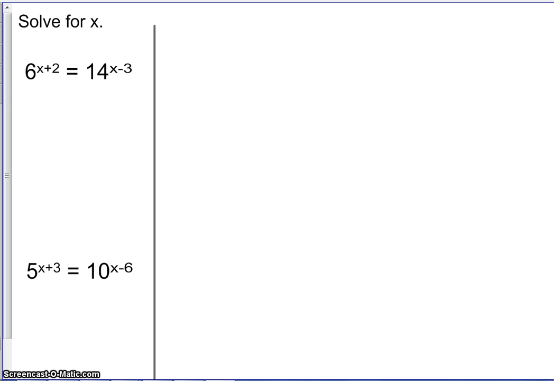We do still have the problem of what to do when we have two bases raised to exponents. Same rule applies. And I know some people really struggled with this on our test, so I want you to pay attention. Just like before when we took the logs of both sides, I can take the natural log of both sides of this equation. Then the rule is exponents become coefficients. So I can move this x plus 2 and this x minus 3 and make them coefficients.